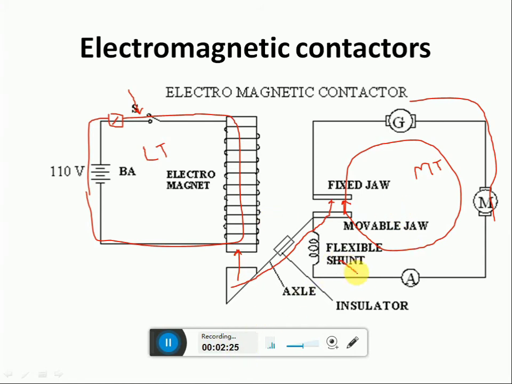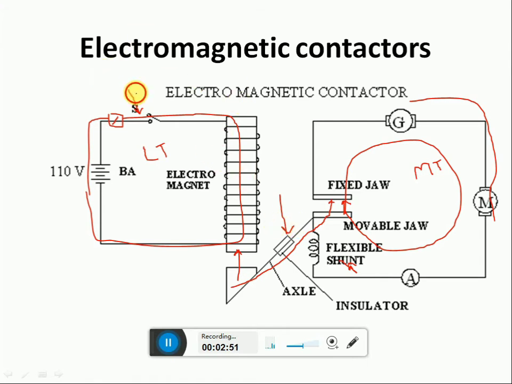Here is a provision of flexible shunt for easy and continuous supply for moving parts. An insulator is provided between LT and MT circuits.